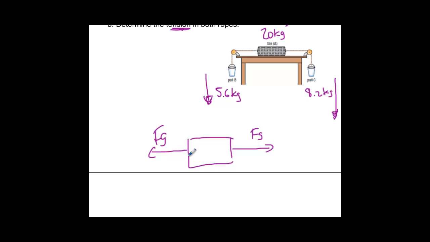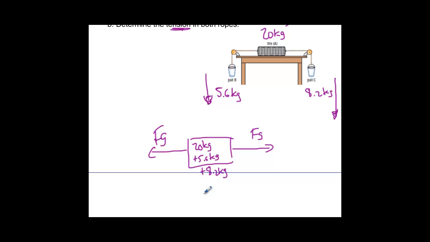And the actual system itself is made up of 3 things. There is a 20 kilogram tire, plus a 5.6 kilogram bucket, plus a 8.2 kilogram bucket. And yes, I know there are strings in between them. Typically, we consider those strings to be massless. If I do give you a mass, you can add it in there, obviously. But what we're going to consider is that really all of this stuff right here is the mass of the whole system.